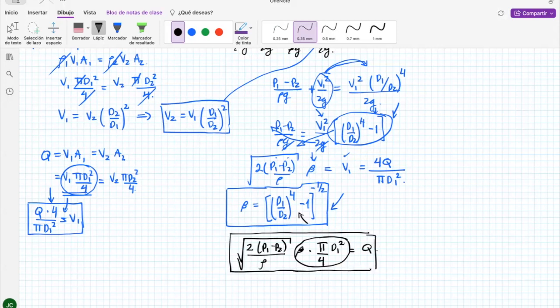So that's my expression for the flow rate using the Bernoulli equation and mass balance, and that's it.